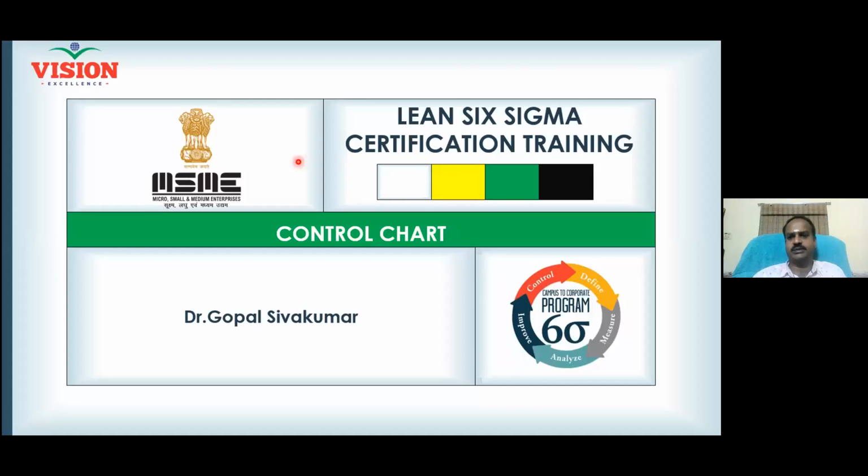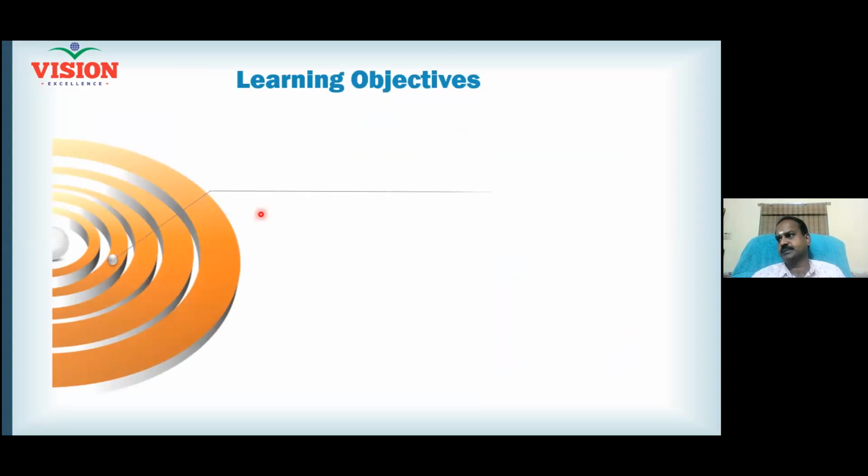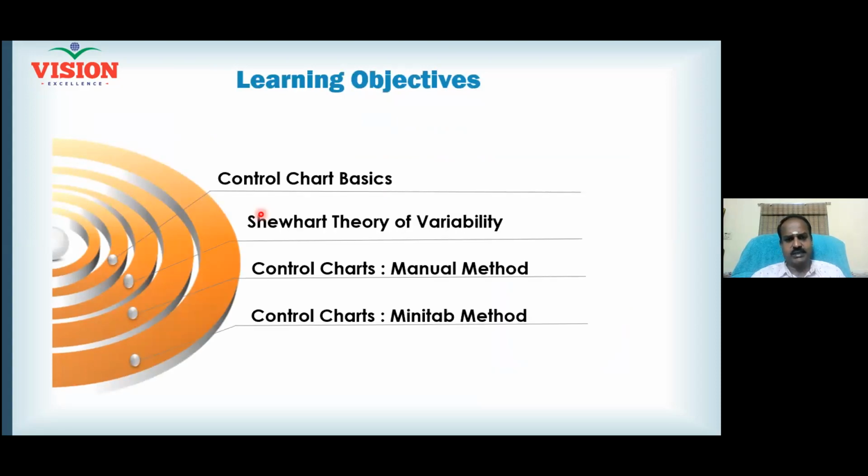The control phase, usage of control chart is important. So we are learning about control chart. So what is control chart? What is theory of variability? Theory of variability is variation always exists.